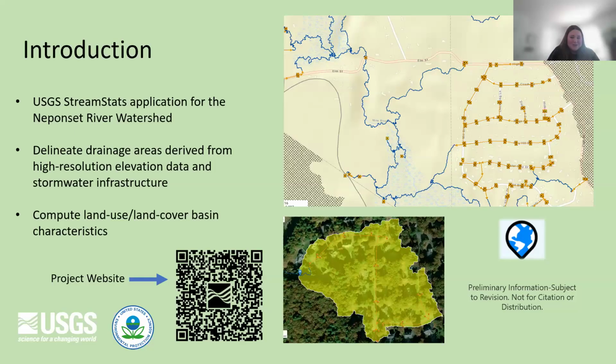So as you'll see with our demonstration later, the Streamstats application, with the inclusion of the stormwater infrastructure, will output just a more realistic drainage area delineation that is more reflective of that combination between natural environment and infrastructure, hydrology interaction, that sort of thing. And this, in addition to the derivation, the tool can compute land use and land cover basin characteristics for that specific delineation. As you can see, there's a QR code here.